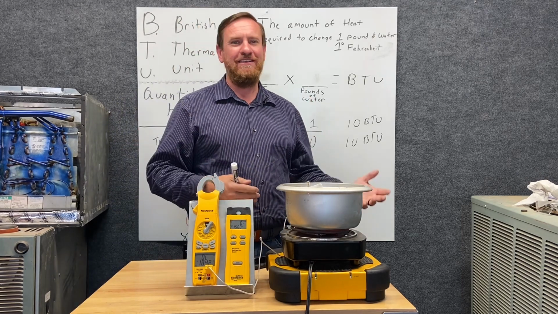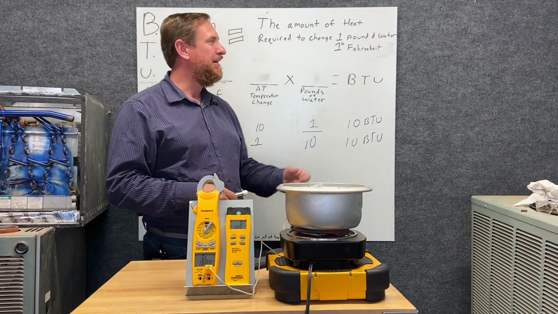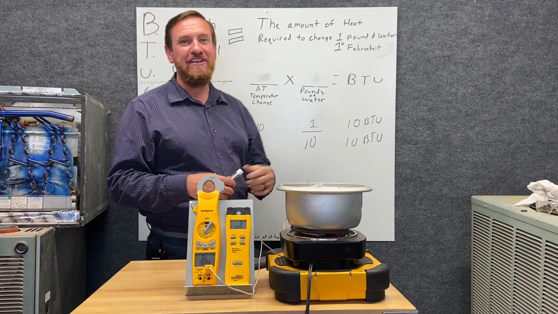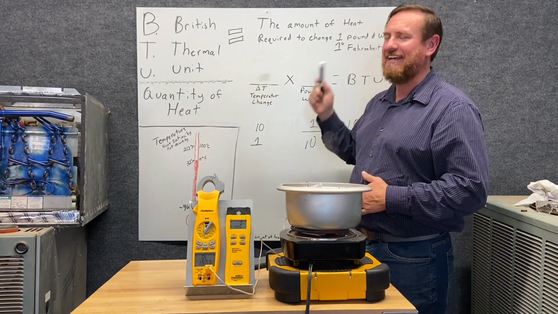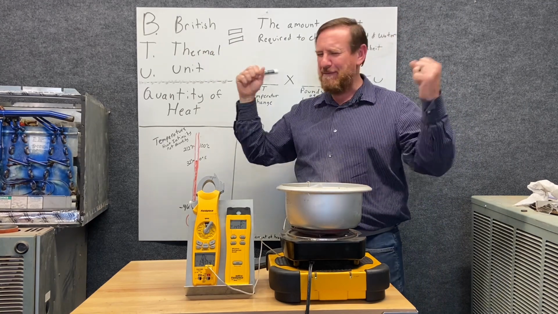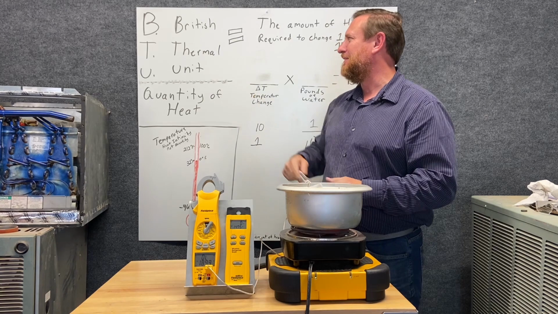Don't hate the metric system. It's actually a very simple system to work with. It's just that we get used to our ways. I personally think, since we're the only country still using pounds and Fahrenheit, we should call it the ATU for the American Thermal Unit, but Americans don't like change, so we're going to keep it to BTU.